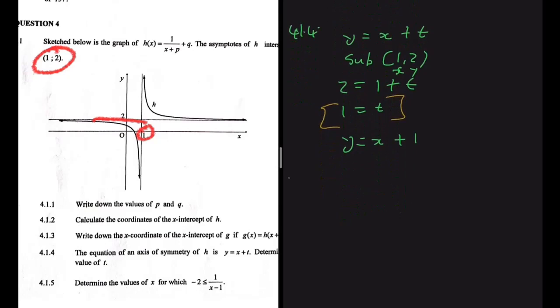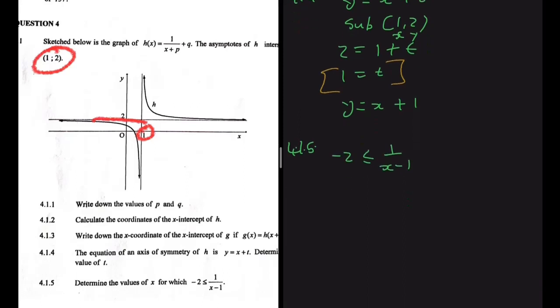The last question, 4.1.5, says let's determine the values of x for which minus 2 is less than or equal to 1 divided by x minus 1. Let me show you something. If we take minus 2 to the right hand side, we get 0 is less than or equal to 1 divided by x minus 1, plus 2. And this is the equation we have in the graph.